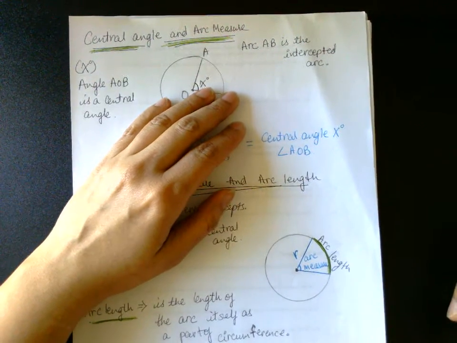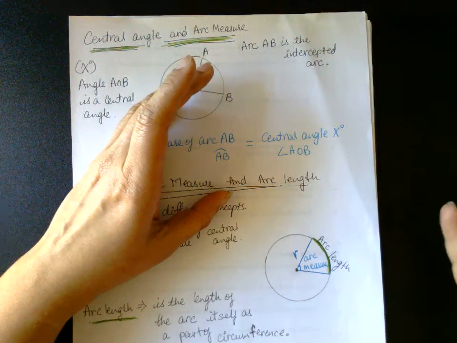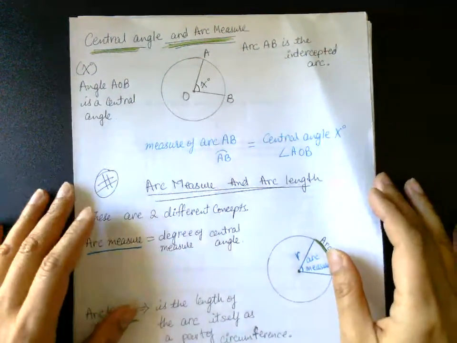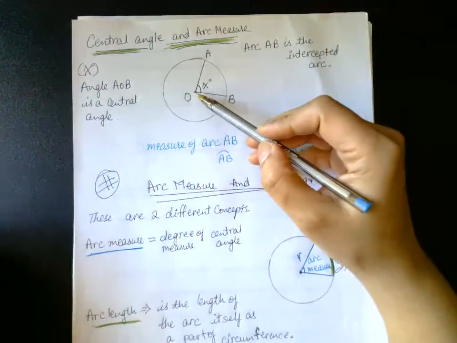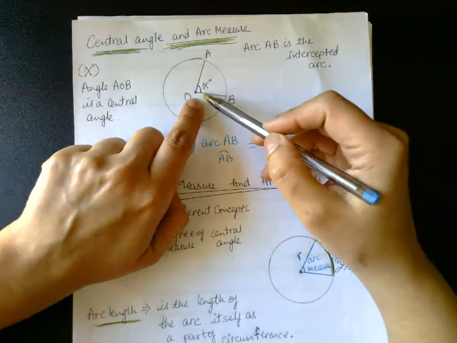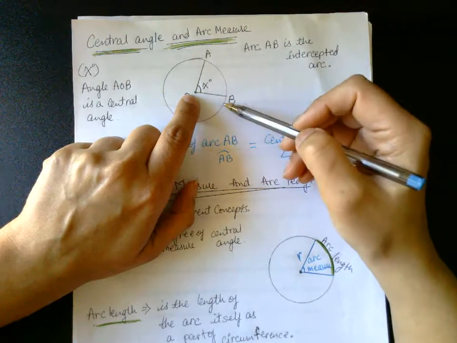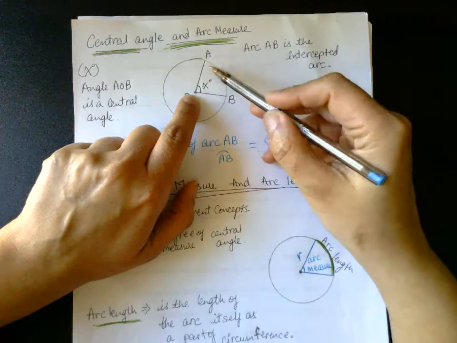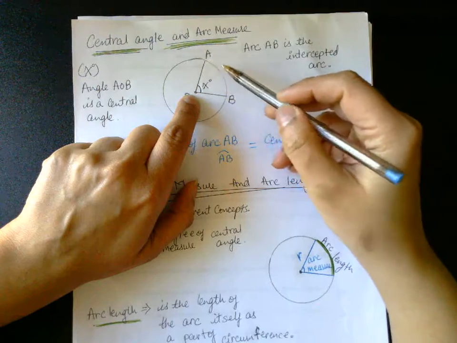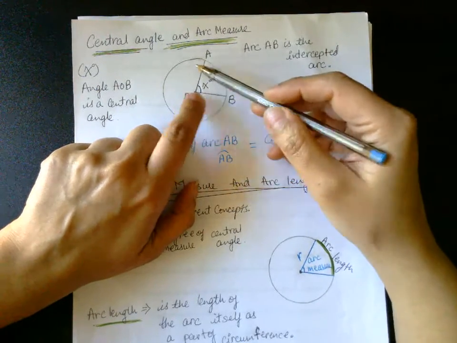Let's talk about central angle, arc measurement, and the difference between arc measurement and arc length. In this case, we have a circle with center point O, and it is creating a central angle. A central angle is always created with the radius. This arc AB is called the intercepted arc because it is formed by the two radii.